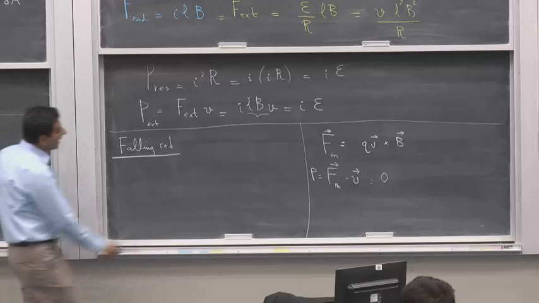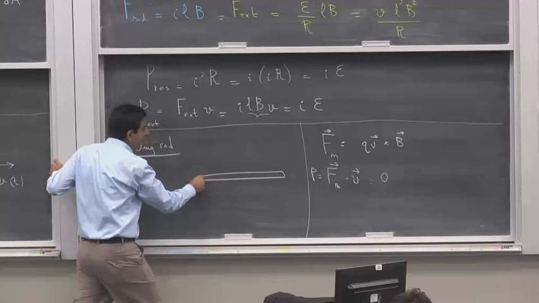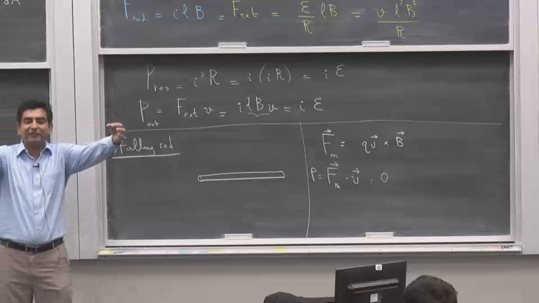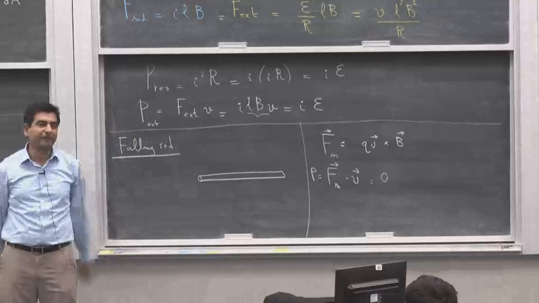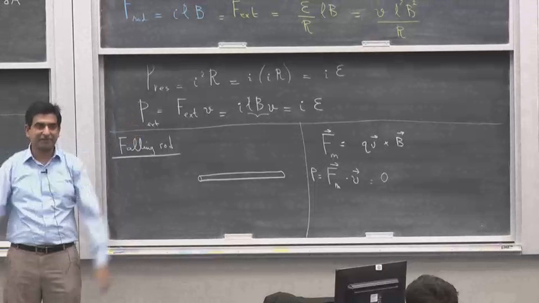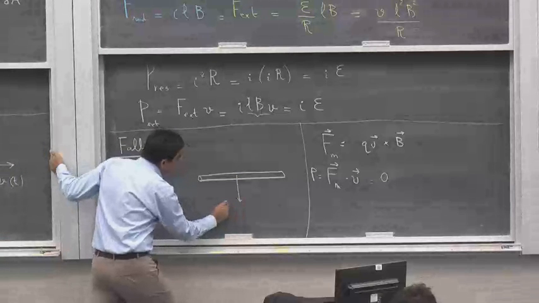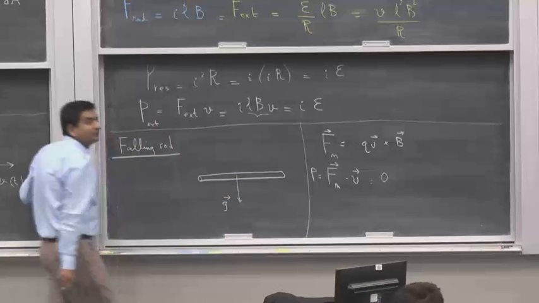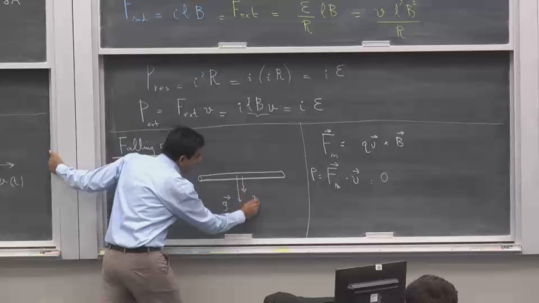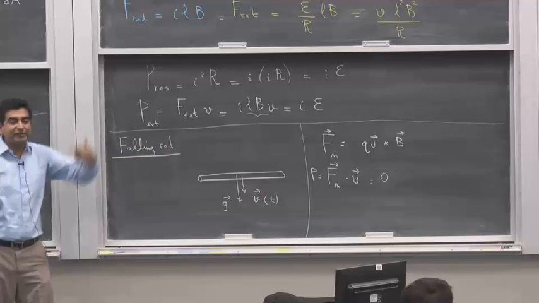Now let's suppose I have a rod which is horizontal, and it's conducting, just a piece of wire, and it falls inside the gravitational field. So initially the acceleration due to gravity downwards is g, and the velocity that's downward could be a function of time. So this rod is falling down.